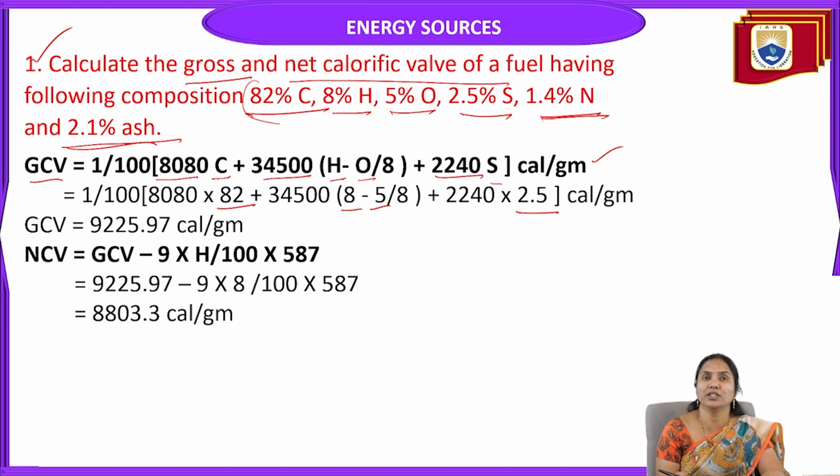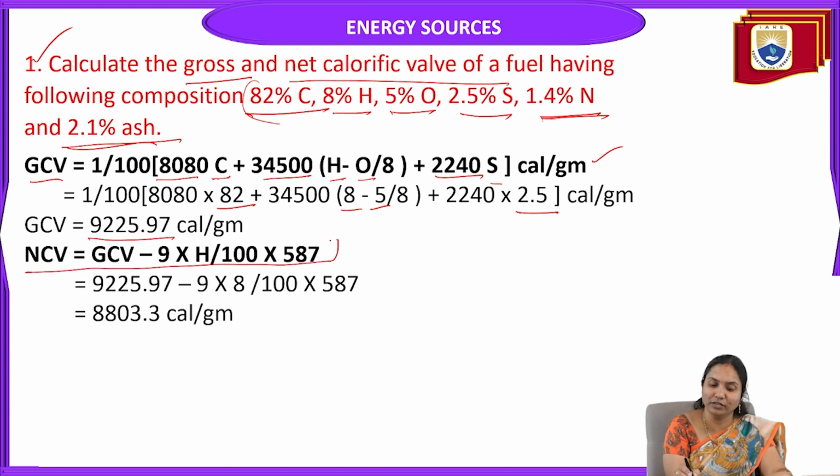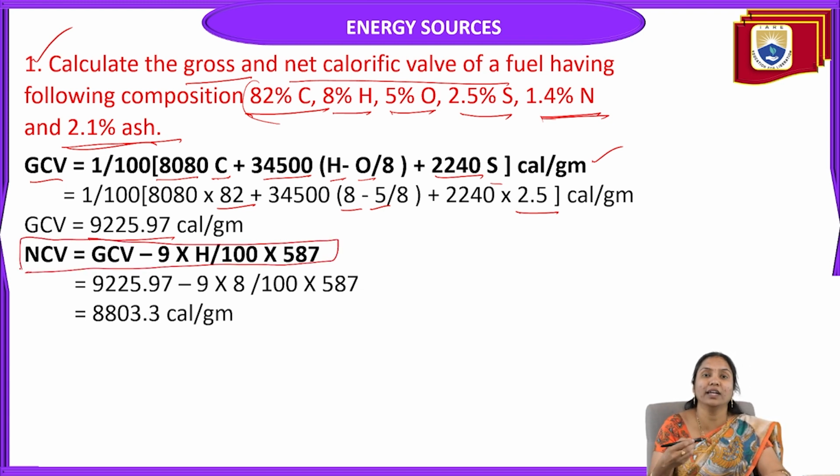So after calculation, finally we will get the gross calorific value of the given fuel as 9225.97 calorie per gram. And how can we calculate the net calorific value of the given fuel? Its formula, according to Dulong's formula for theoretical calculation of net calorific value of fuel, is NCV equals GCV minus 9 by 100 H into 587.